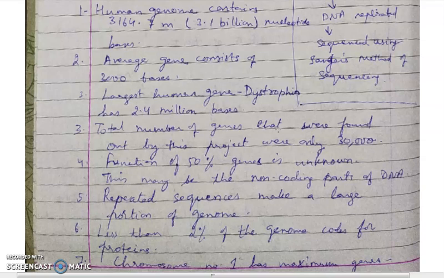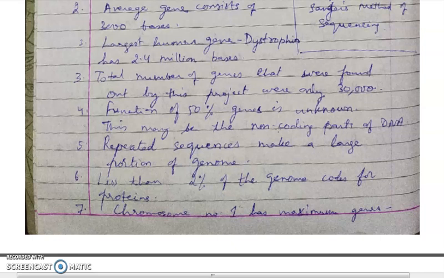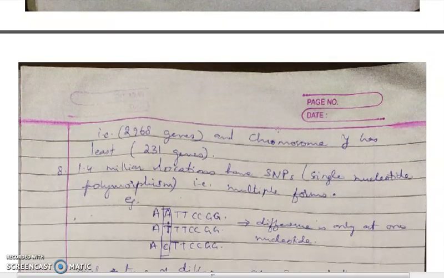Less than 2% of the genome codes for proteins. They found out that the rest of the genome did not code for protein. Chromosome number 1, the longest chromosome, has the maximum number of genes, 2,968, and chromosome Y, which is a very small chromosome, had the least, 231 genes. 1.4 million locations have SNPs, that is single nucleotide polymorphisms, multiple forms of a single nucleotide.